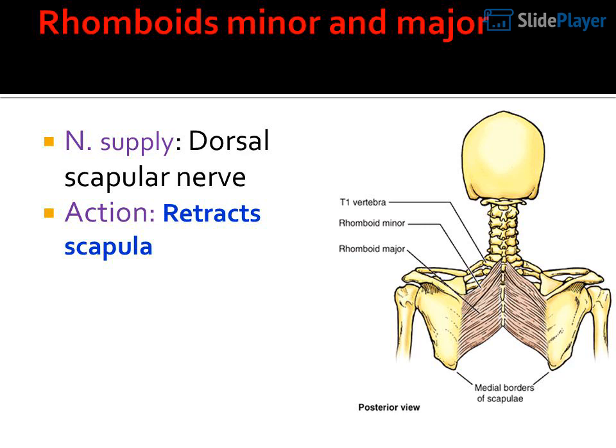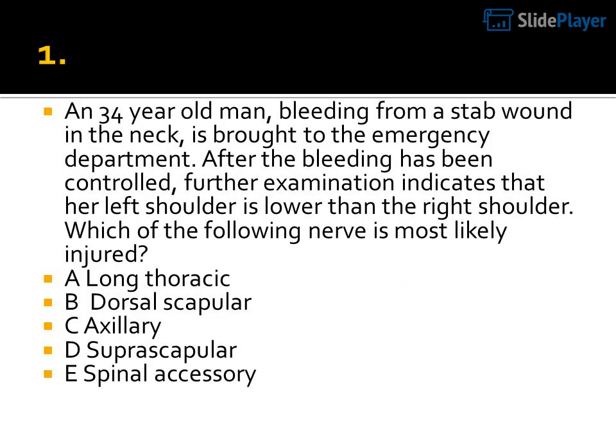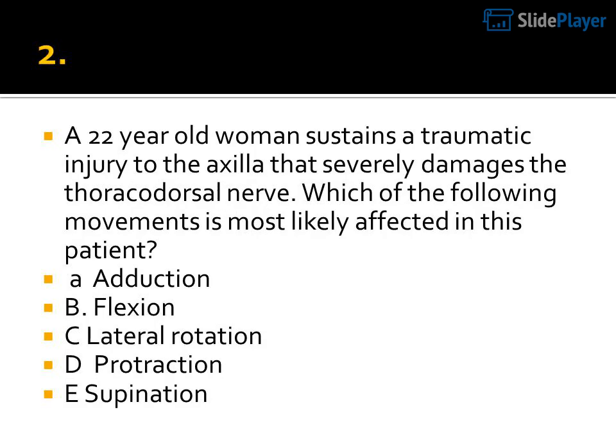Action: retracts scapula. 1. A 34-year-old man, bleeding from a stab wound in the neck, is brought to the emergency department. After the bleeding has been controlled, further examination indicates that his left shoulder is lower than the right shoulder. Which of the following nerves is most likely injured? A. Long thoracic. B. Dorsal scapular. C. Axillary. D. Suprascapular. E. Spinal accessory.